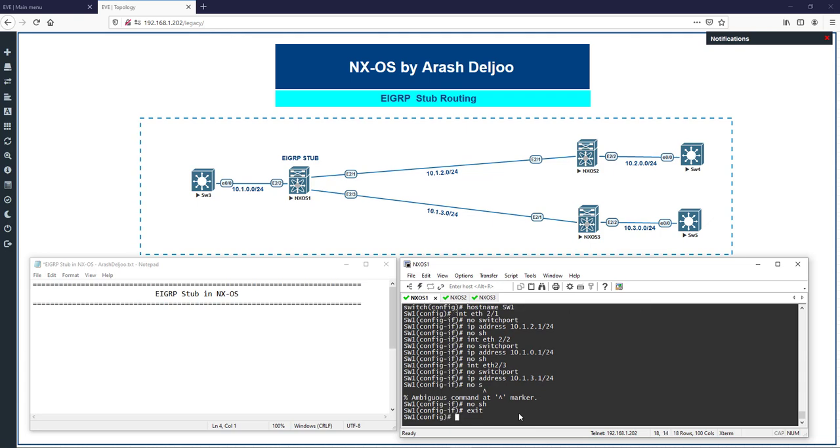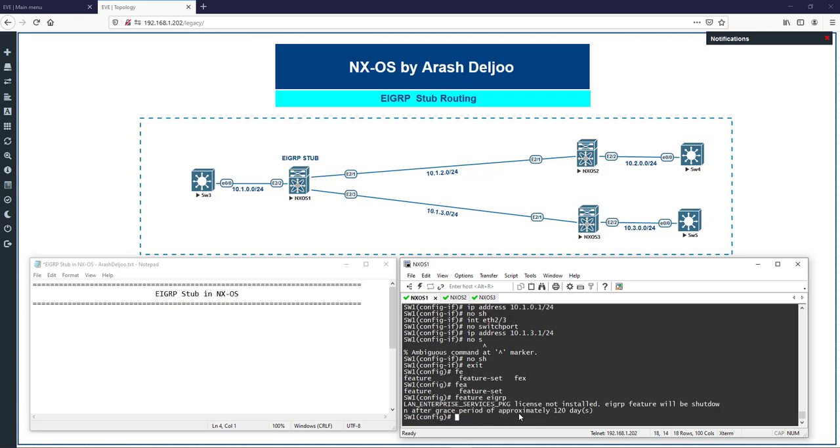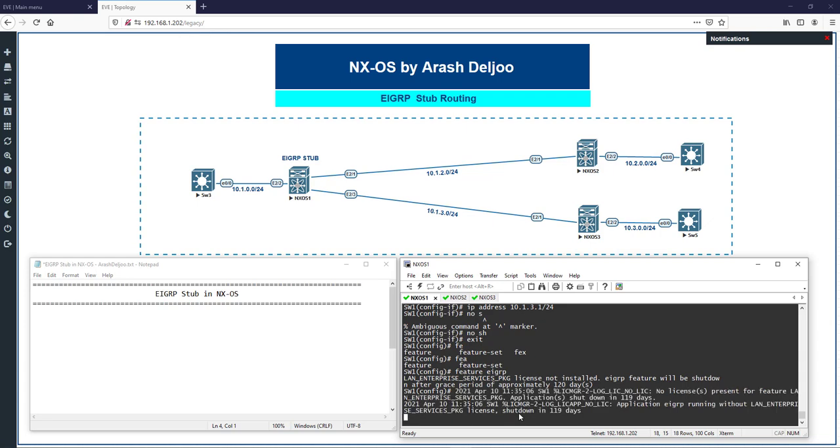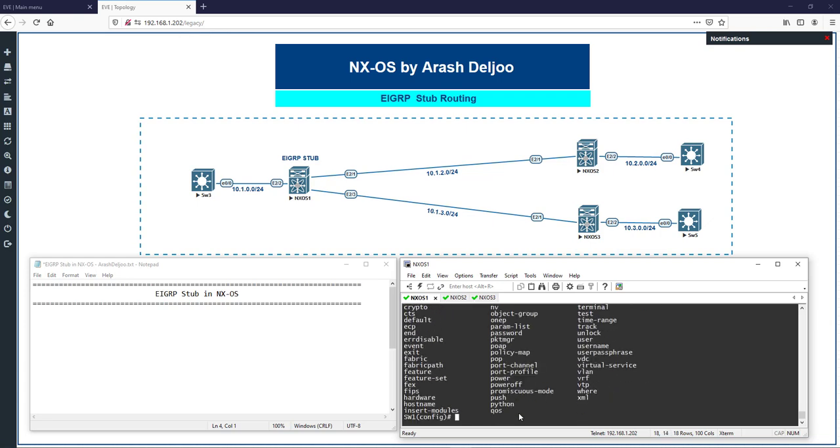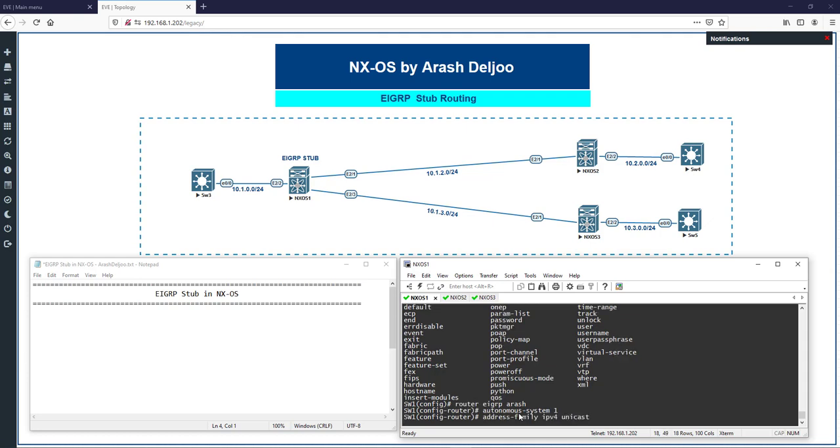Also, we need to configure the feature EIGRP. First feature EIGRP. After that, enabling EIGRP on Eth2/1, Eth2/2, and Eth2/3. Let me configure. Starting with router eigrp Arash. Okay. First command is autonomous-system 1. Then address-family ipv4 unicast should be enabled.